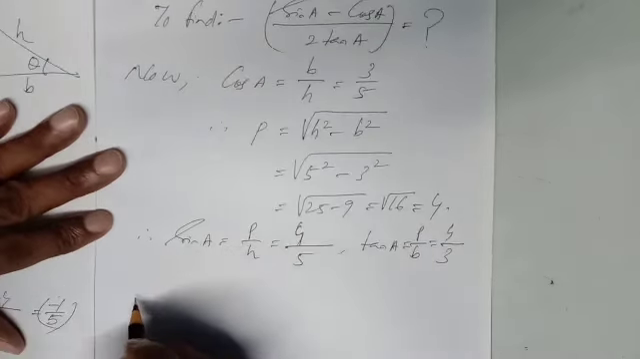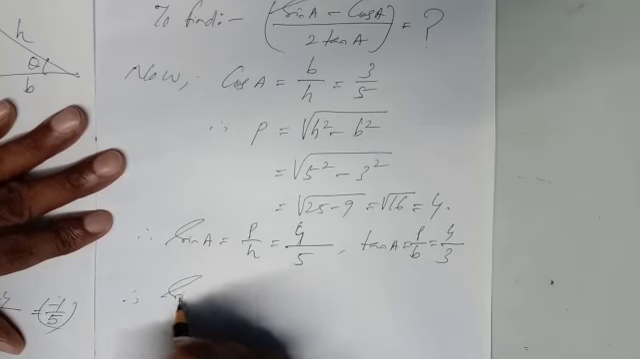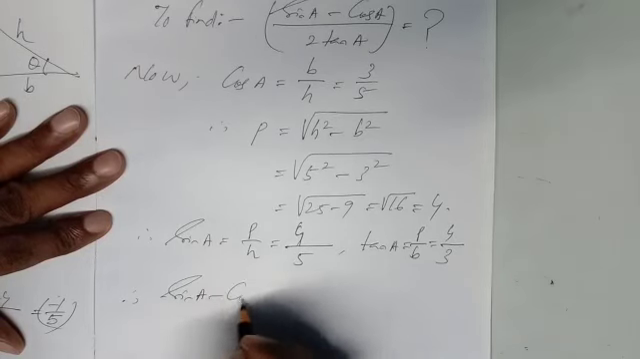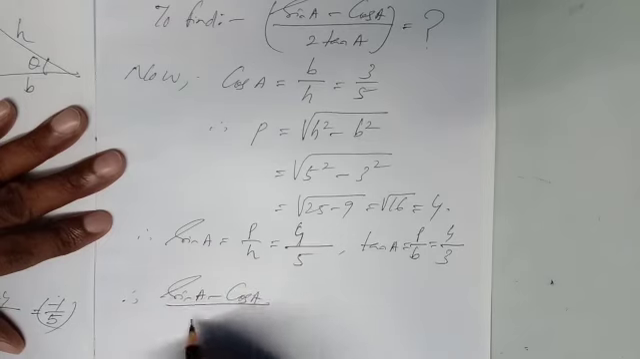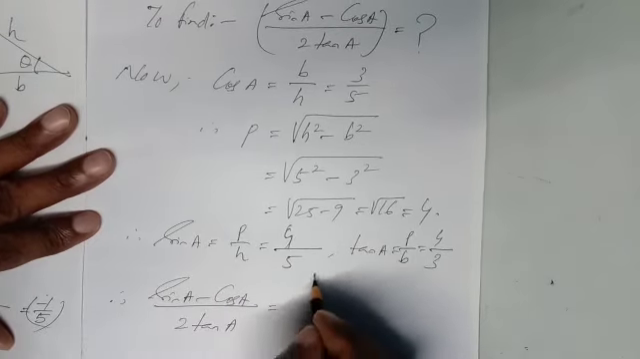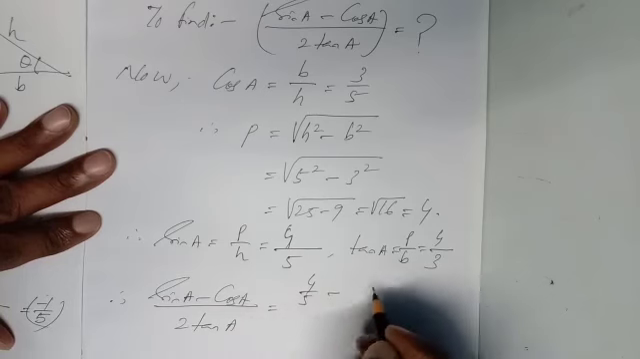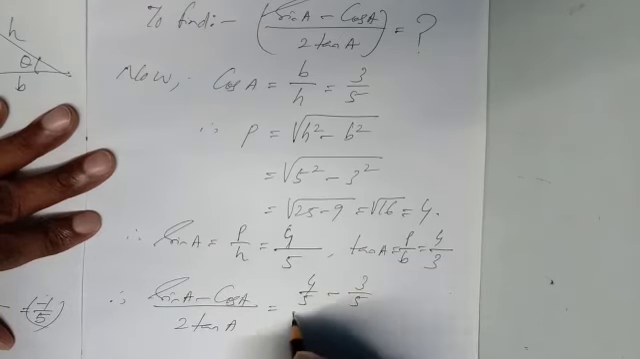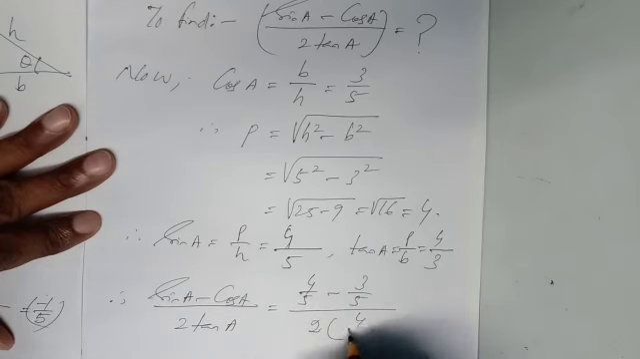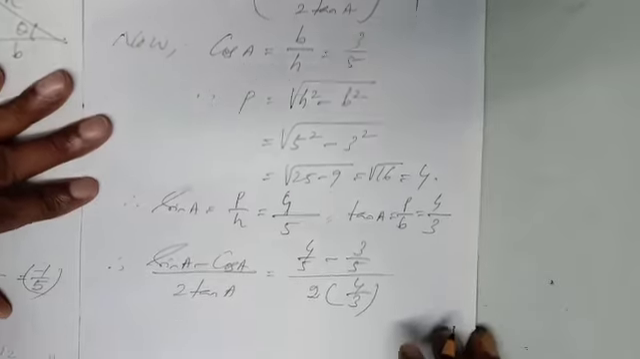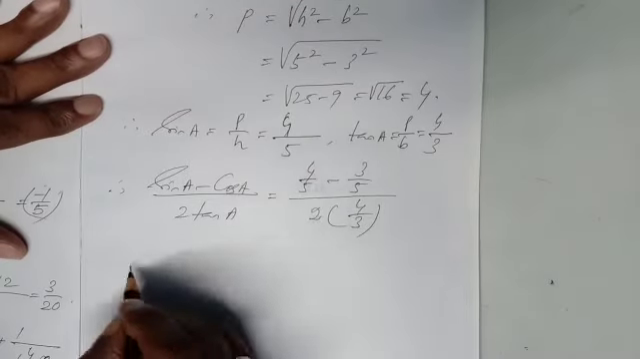Therefore, sin A minus cos A by 2 tan A. The sin A value we got is 4 by 5. Cos A value is already given in the question, that is 3 by 5. Whole divided by 2 tan A. Tan A means how much you got? 4 by 3.